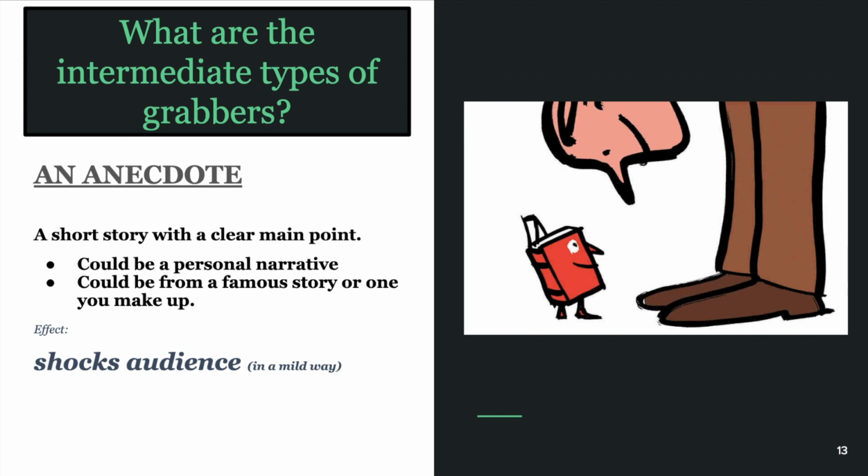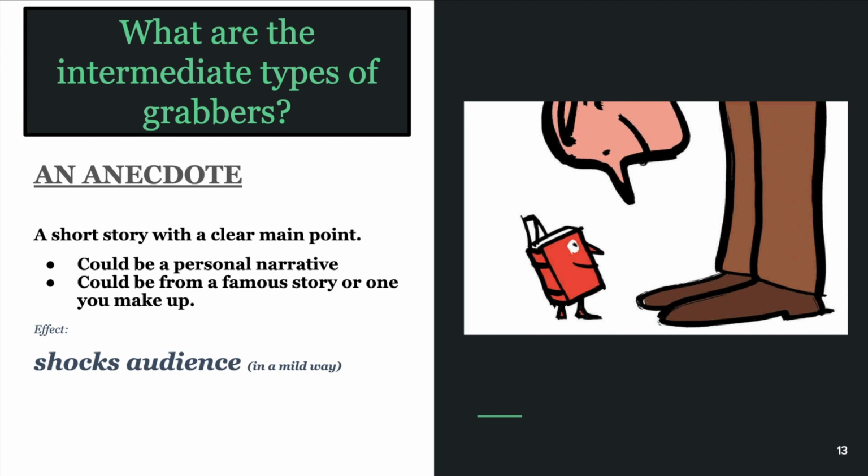Another form of an intermediate grabber is an anecdote. An anecdote is basically a short story that has a clear main point, and that clear main point offers an entree to the audience to engage with the rest of your speech.